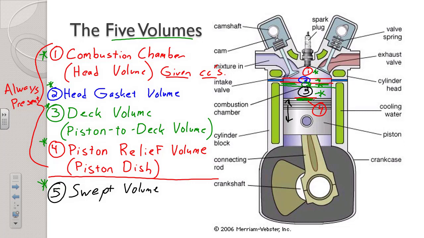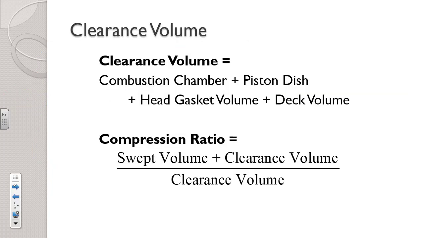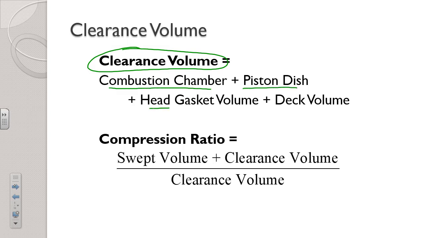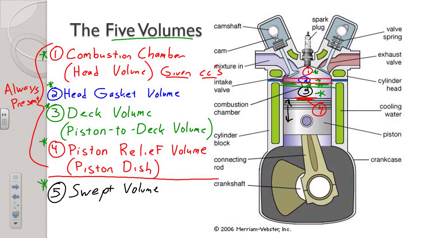Okay, once you feel like you understand and agree with those 5 volumes, then you can proceed as we start to get mathematical about this. Those 4 volumes that are always there are called the clearance volume. If you take your combustion chamber, your piston dish, your head gasket volume, and the deck volume and add all those up, that is your clearance volume. So those are these 4 volumes up above. The clearance volume is always there. That is the volume at top dead center.